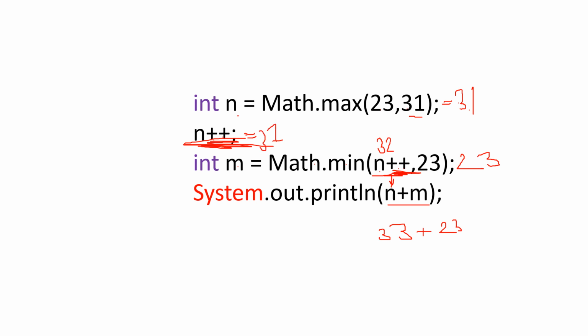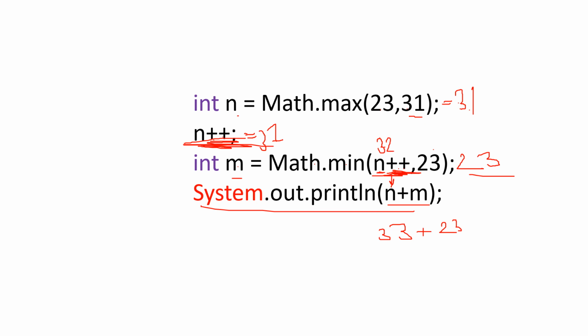And after that, on the next line, where m is being declared, it is initialized with the value between n plus plus and 23. Now here we have called n again. So the value of n from 31 will increment to 32. And then we again have this postfix operator, so the value of n will increase the next time it is called. So for this instant, it will remain 32. So out of 32 and 23, the value of m will be 23.